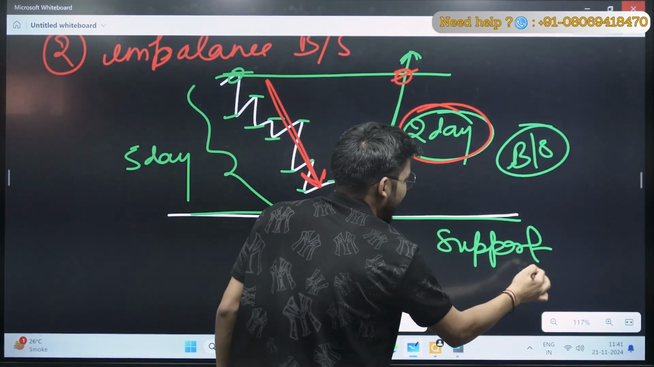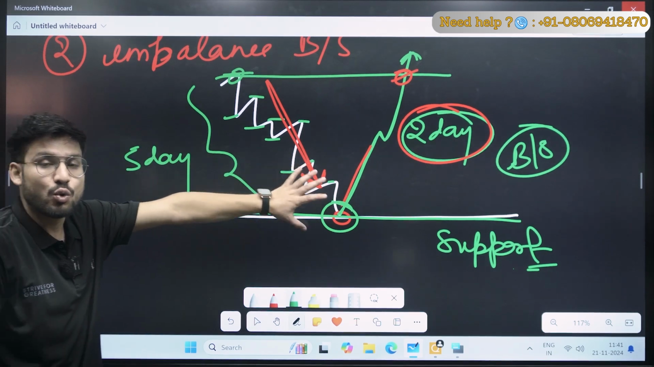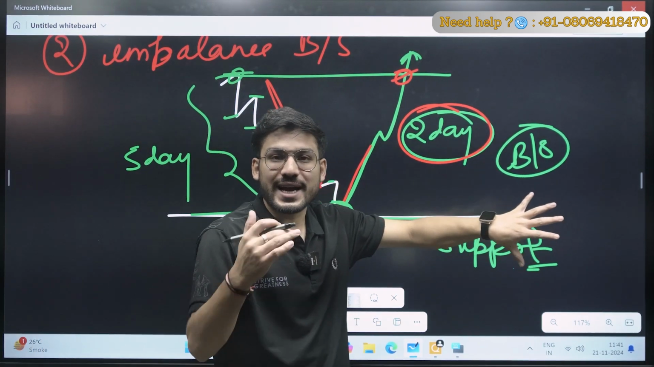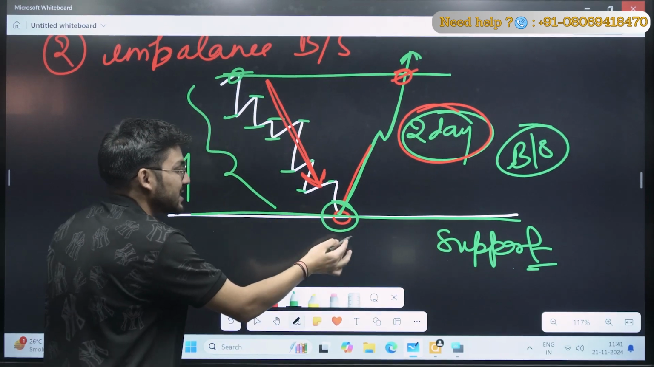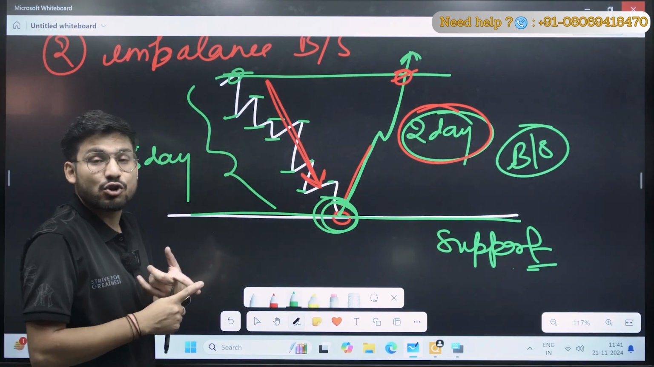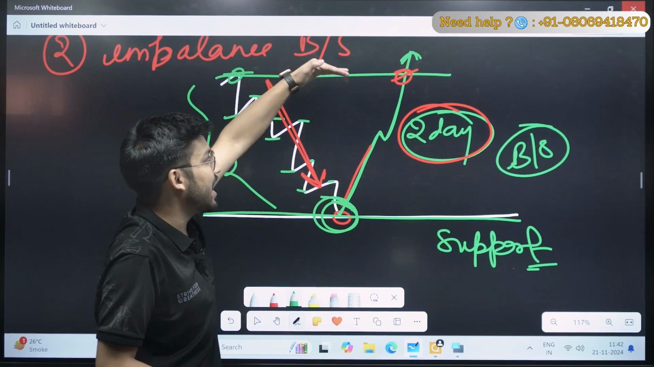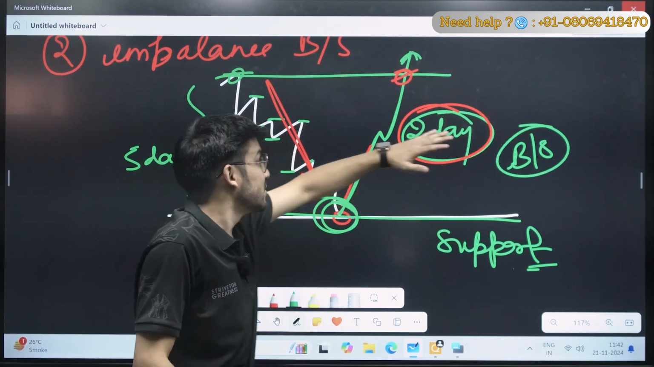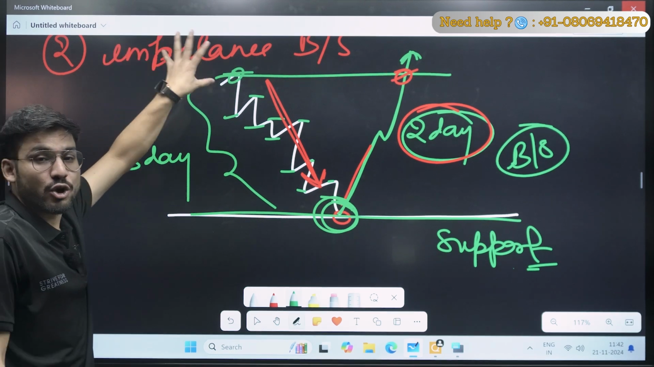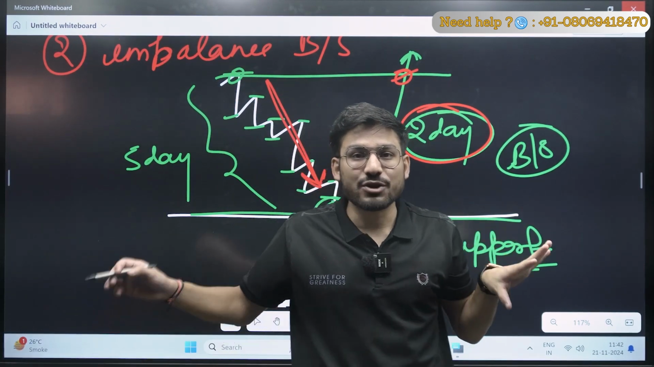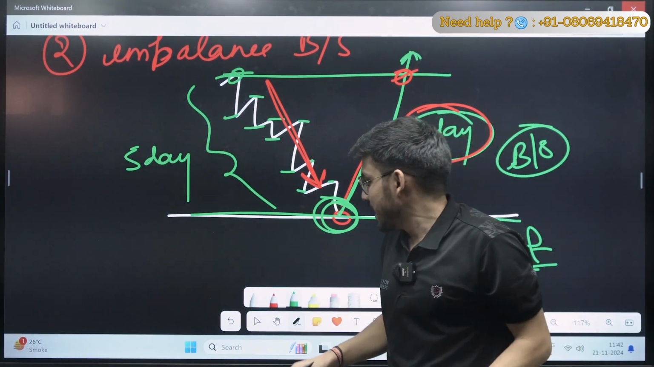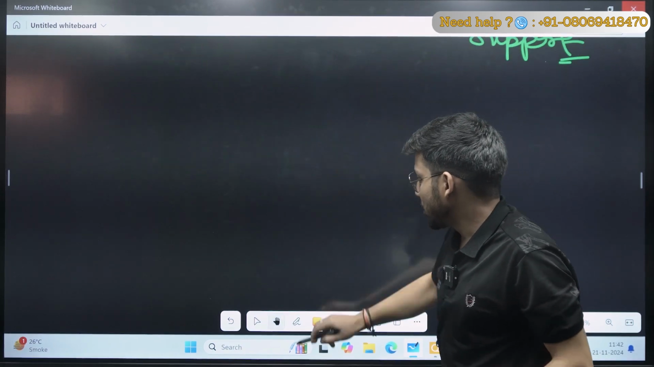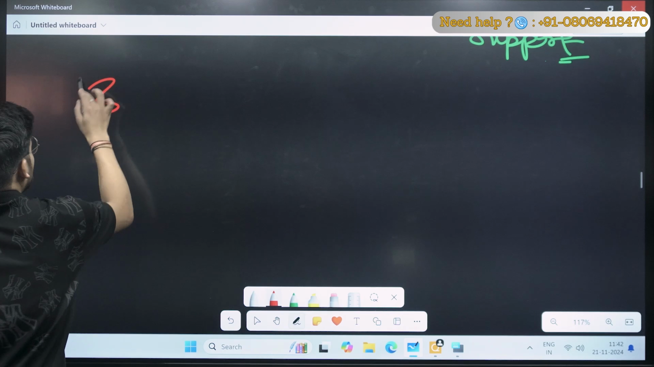So this is the imbalance of buyers and sellers, and whenever you notice this imbalance on any chart, any stock, any index, what will you do? You will just consider that level as a very strong support, or if it is happening on the upward side, you will consider it as your very strong resistance. So this is the second point, how you can draw proper support and resistance: the imbalance of buyers and sellers.